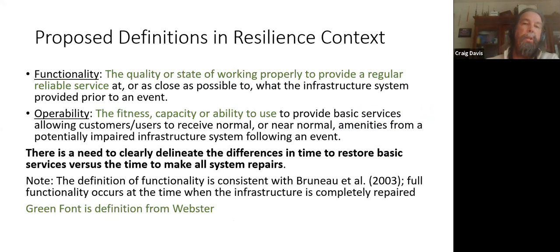All right, so to do that, I propose different definitions for functionality and operability in a resilience context. So functionality is proposed to be defined as the quality or state of working properly to provide a regular, reliable service at or as close as possible to what the infrastructure system provided prior to the event. And operability is the fitness, capacity, or ability to use to provide basic services, allowing customers or users to receive normal or near normal amenities from the potentially impaired infrastructure system.